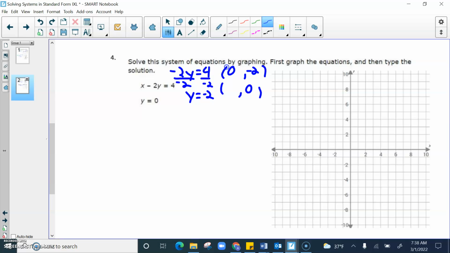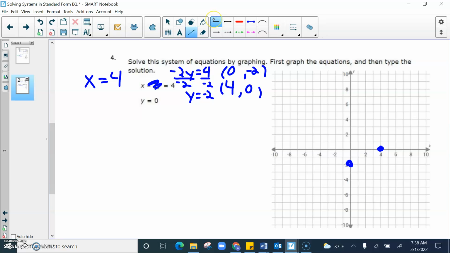When I put a 0 in for y, that just leaves me with x. So my x is going to equal 4. So I have a point at 0, negative 2. And I have another point at 4, 0. I'm going to draw a line.